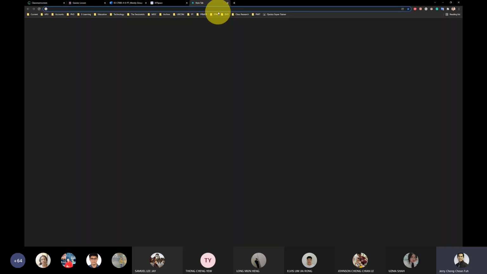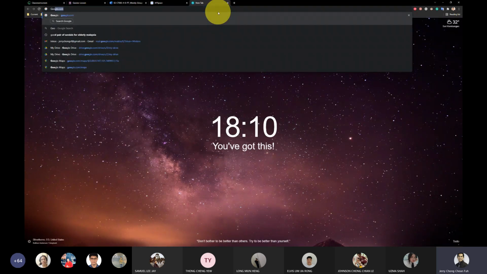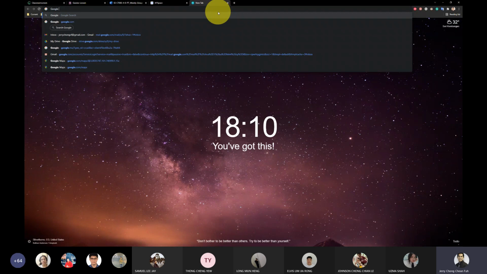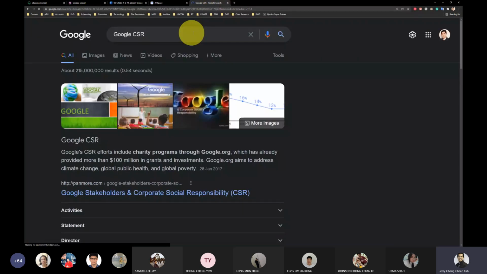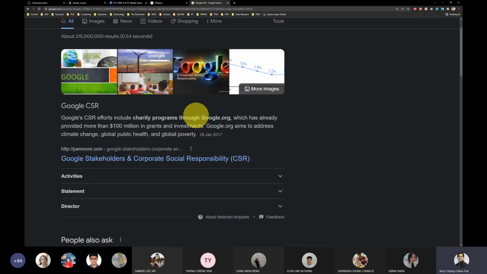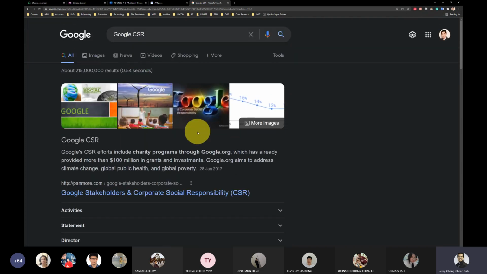So for example, if I just talk about Google CSR. As quick as that, as I just highlighted and did a quick Google search here, you will notice that Google has a lot of CSR efforts. They have a lot of corporate social responsibility. They invest a lot into contributing back to the society and so on and so forth.